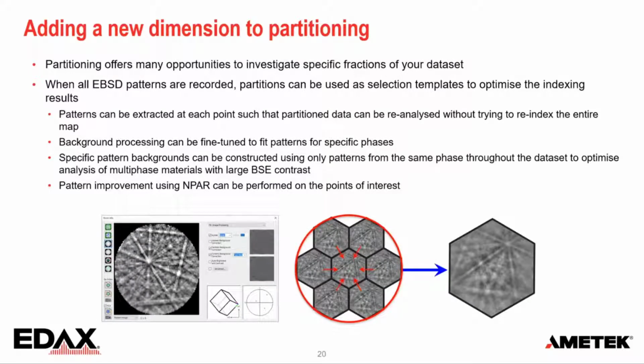Then finally, what we can also do is NPAR. This is a tool, it's just a checkbox here, where we do a moving average of the diffraction patterns directly. So on the map, for each pixel, we take the 6 pixels around it, average those 7 points, and then index that pattern. And that is an extremely powerful tool to extract indexable patterns from very poor patterns or very noisy data sets.